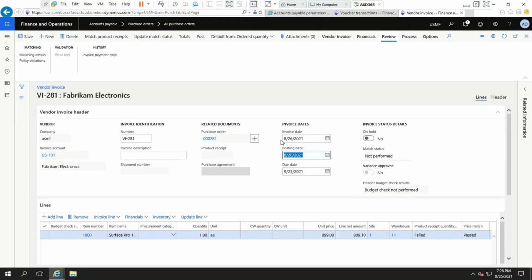Okay, invoice number we have entered, invoice date. It is not performed. I will explain this one. What is the purpose of update match status? You will understand maybe after 10 days, 15 days. You are going to learn this one. Update match status.